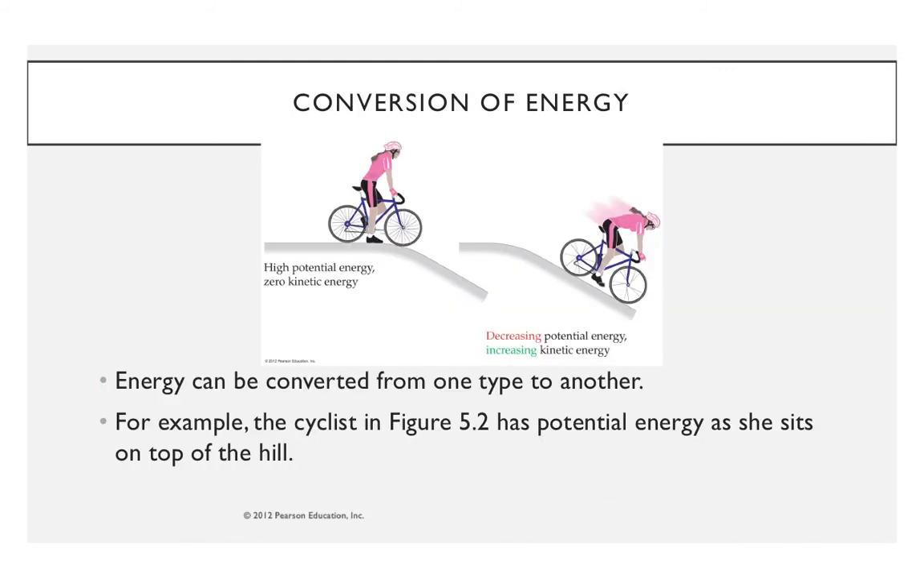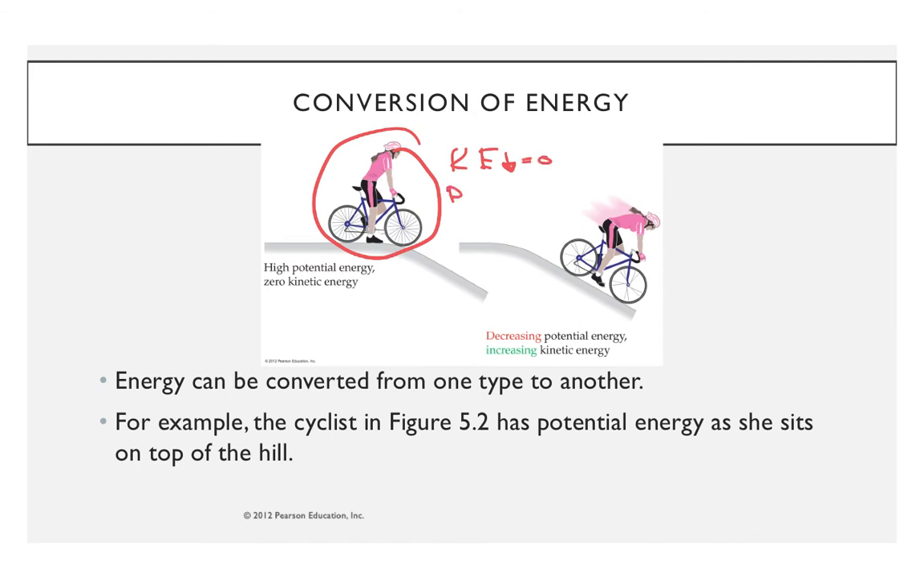The other thing we can do with energy besides storing it is convert or transfer it. Energy can be converted from one type to another or transferred from one object to another. For example, cyclists at the top of a hill are not moving, so their kinetic energy is low or zero.